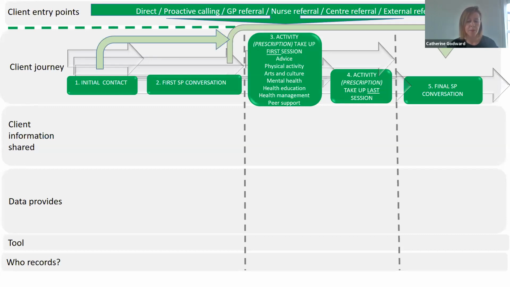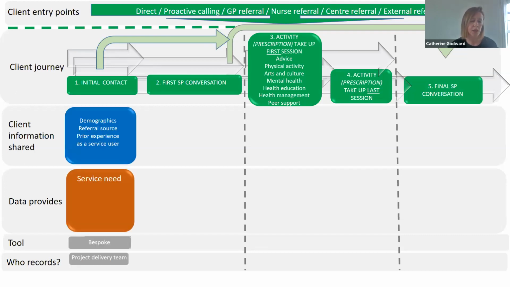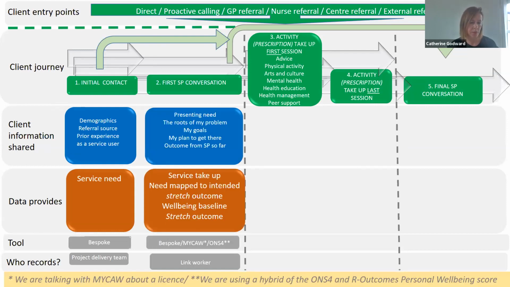Bromley by Bow's approach measures change after an intervention, and that includes just one conversation after an activity, and also after all social prescribing conversations. But we capture data at different stages. So we capture information at the beginning in order to capture service need. So what is the demand for our services within the community? We find out how many people, type of people are taking up what services. We map presenting need, as I already mentioned, and we capture wellbeing baseline at one conversation. So the first social prescribing conversation that somebody has with Bromley by Bow.